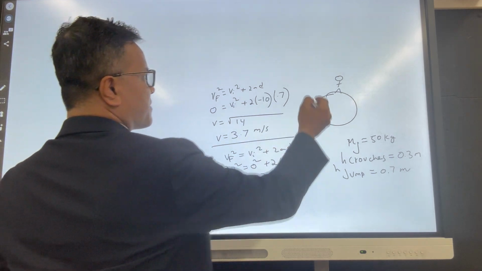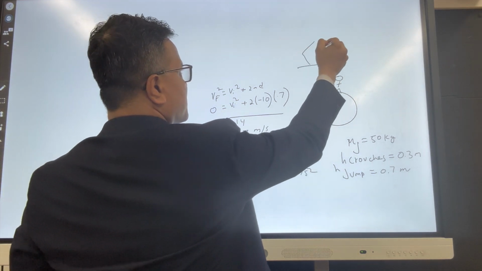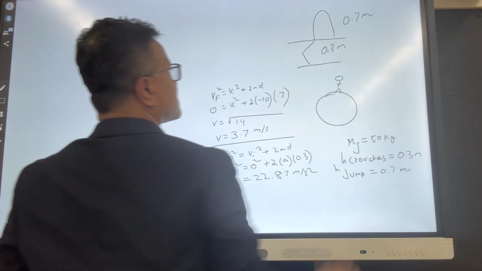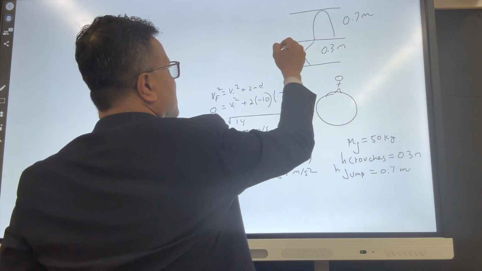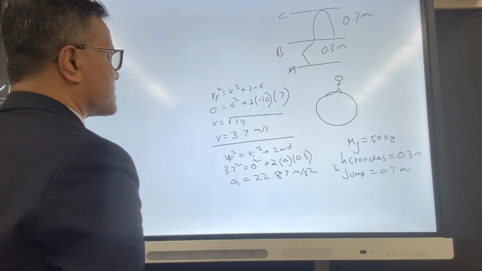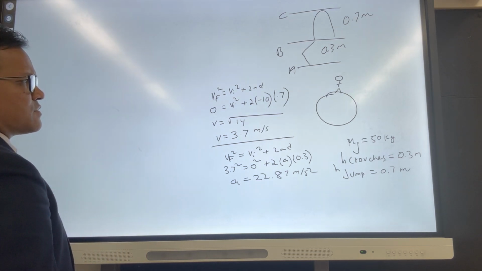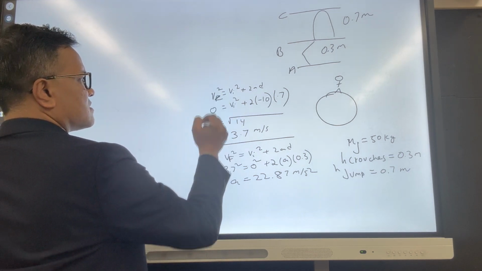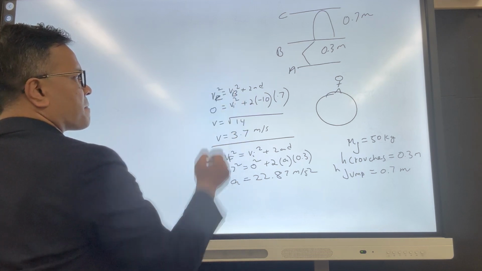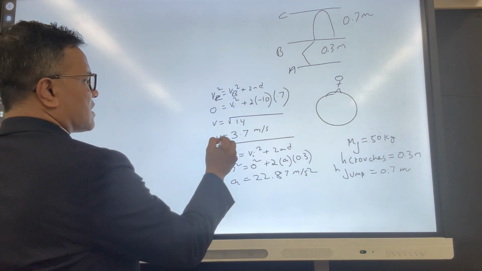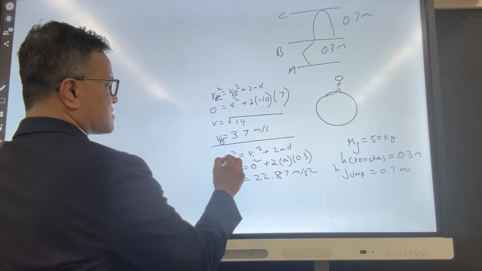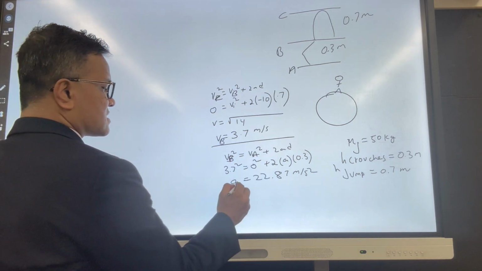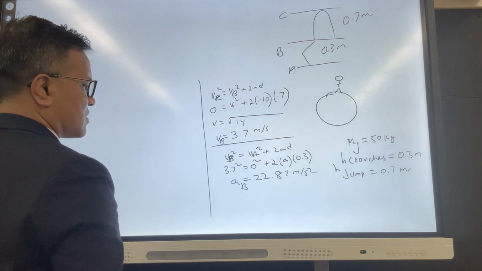Let's explain what's happening here. He crouches 0.3 meter, and his jump height is 0.7 meter. You can call the locations A, B, and C. Really, you need to understand this problem because you're going to see it many more times in the exams I give you in the future. This is location C, this is location B, and this is location A, and this is the acceleration at location B. Okay, so far so good.